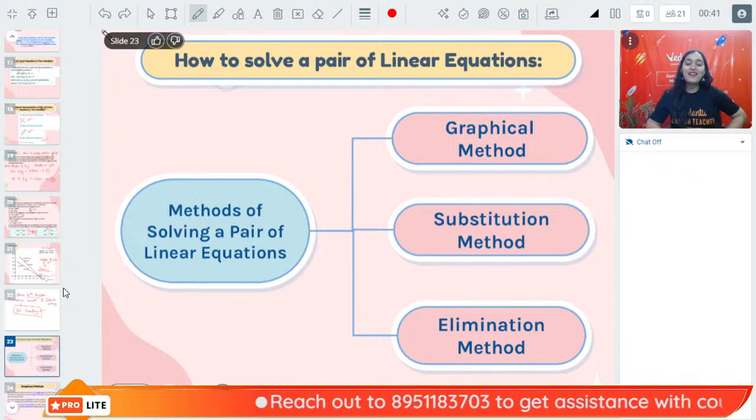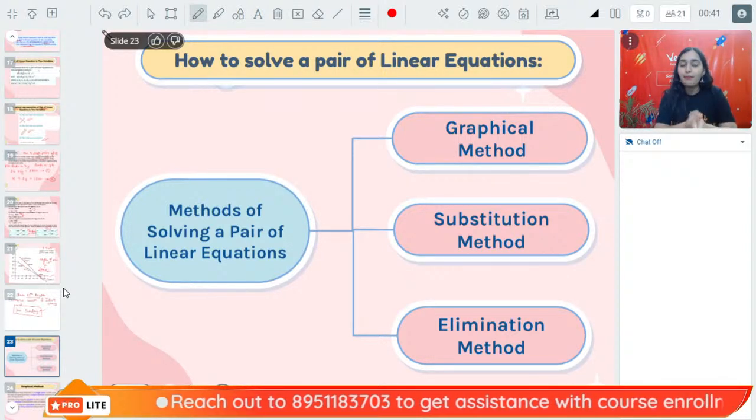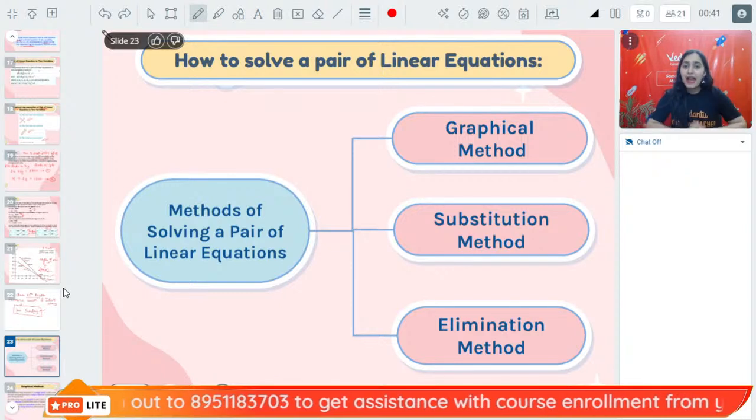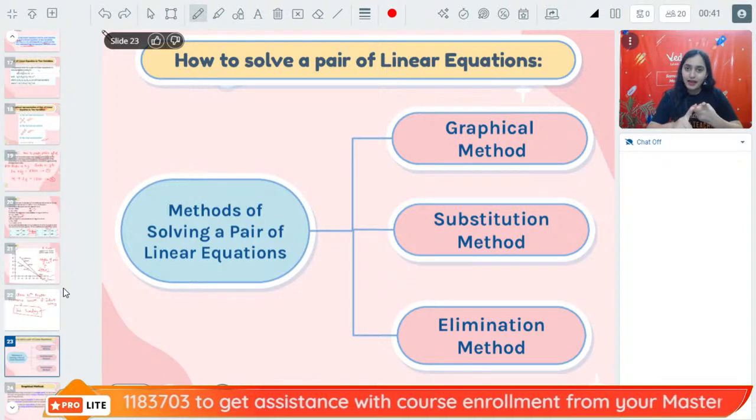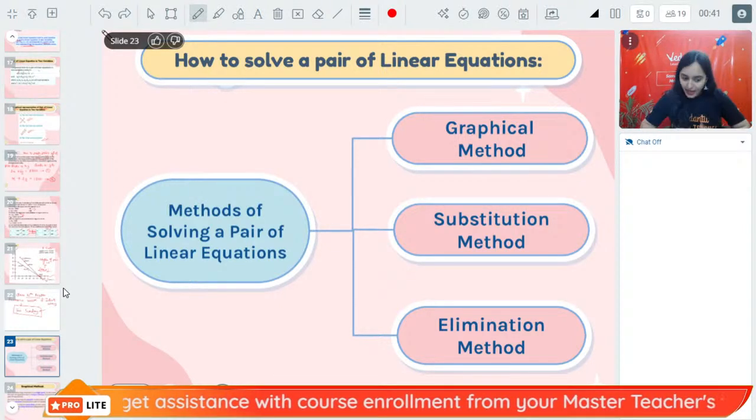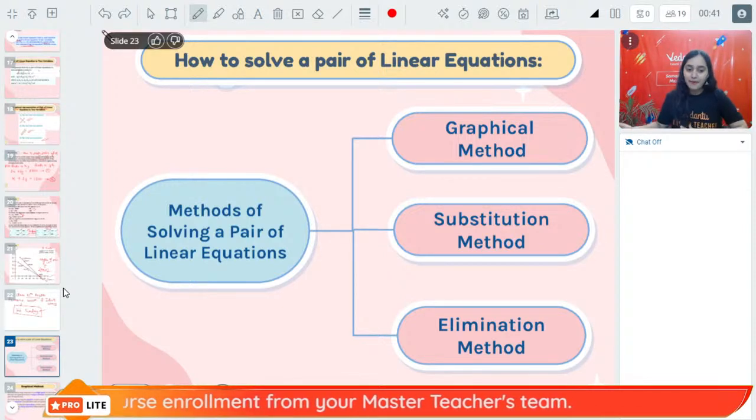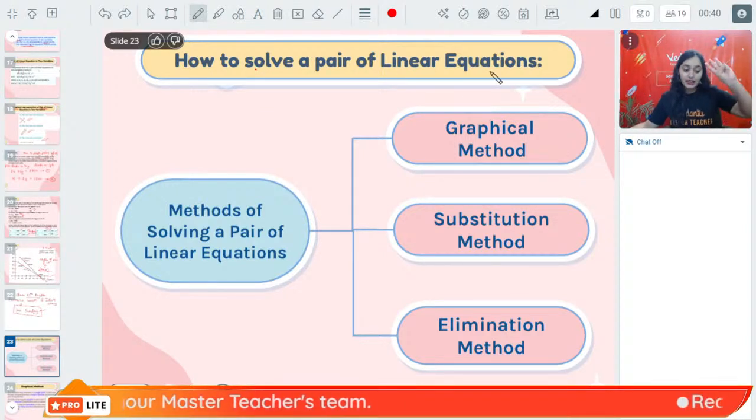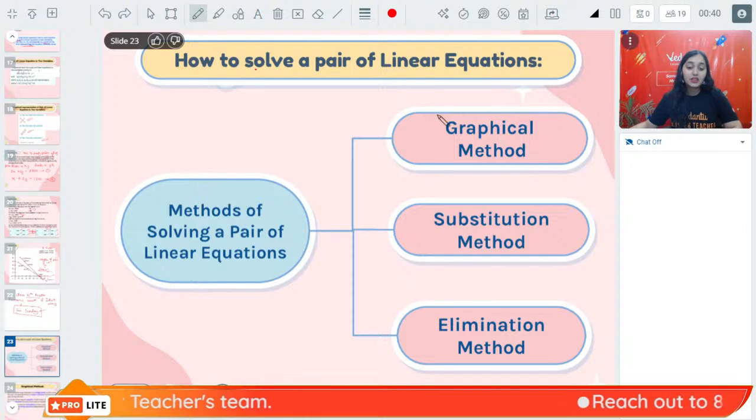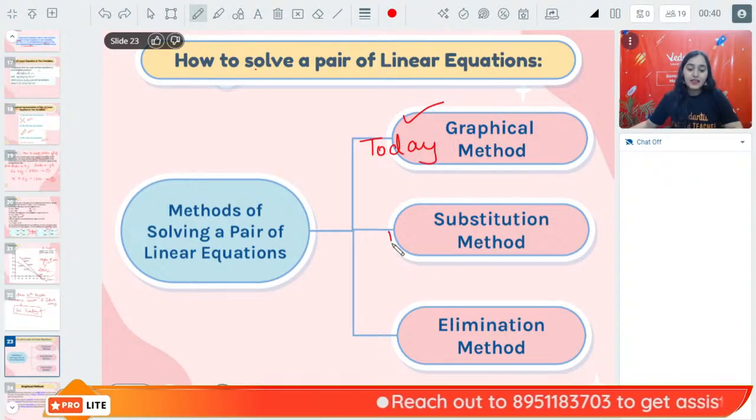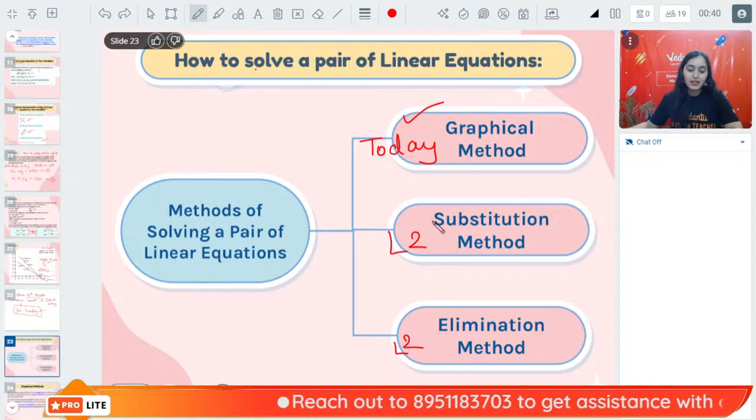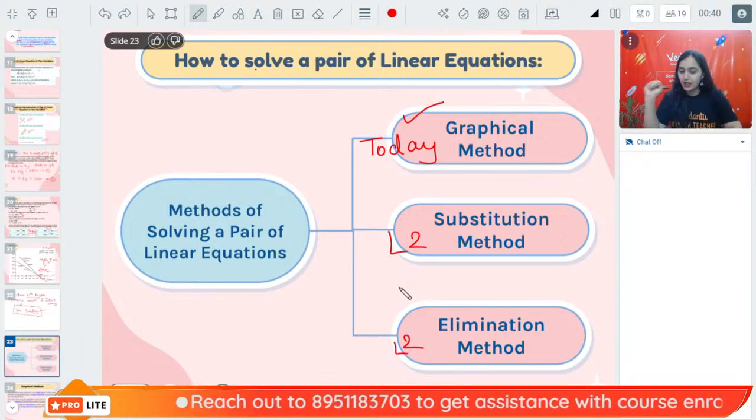Okay, guys. So till now we have learned how to plot a pair of linear equations, and they can be intersecting, parallel or coincident. Now, the last topic and the most important topic of this chapter is how to solve a pair of linear equations. There are 3 methods for doing so. First is the graphical method, which we will learn today. Next are the substitution method and elimination method, which we will learn in lecture number 2.